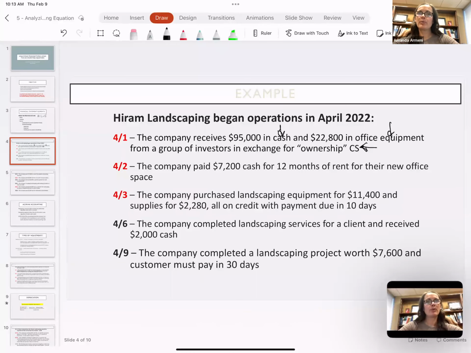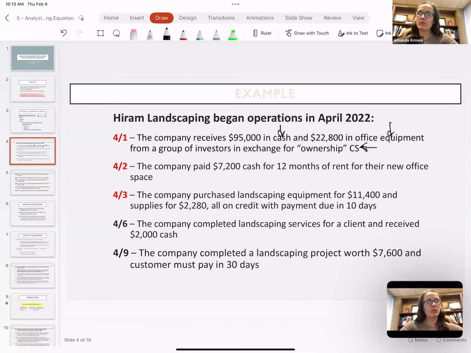On April 3rd, the company purchased landscaping equipment for $11,400 and supplies for $2,280, all on credit with payment due in 10 days. So we have to identify, again, what is being exchanged here. Well, we got landscaping equipment and supplies. Those are the things that we received. But then it says all were on credit. We received those items on credit, and the payment is not due right now. It's due in 10 days.